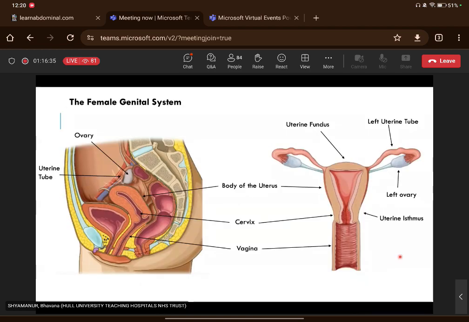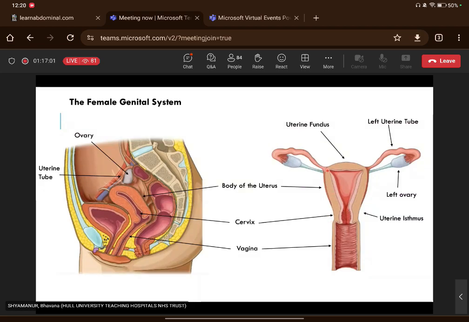Okay, so that was the male genital system. We're completed, so we're moving on to the female genital system. So we'll do a quick overview of the structures. I'm sure you're all familiar with them. So we have the vagina, the cervix, and the uterus. Technically speaking, the uterus is composed of the uterine body and the cervix, but they do get referred to separately.